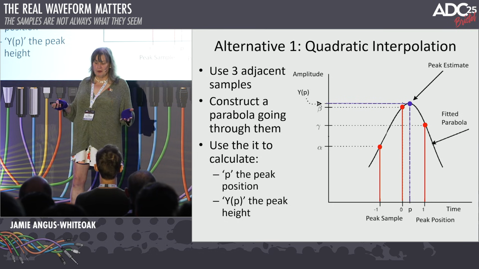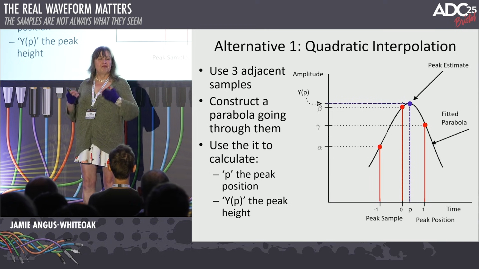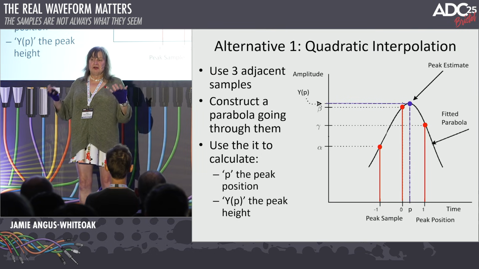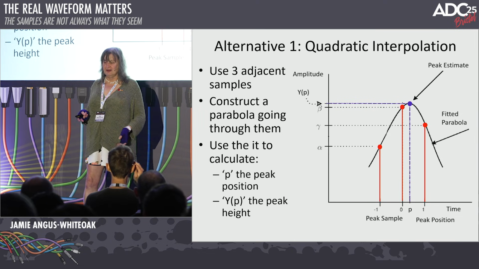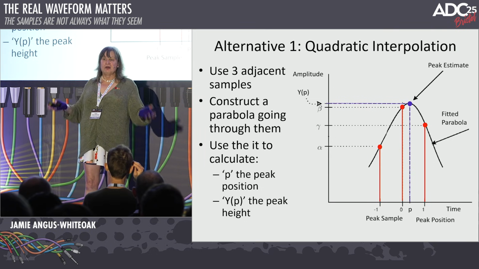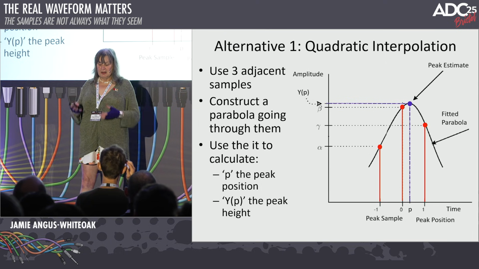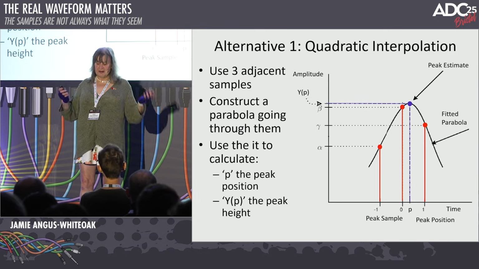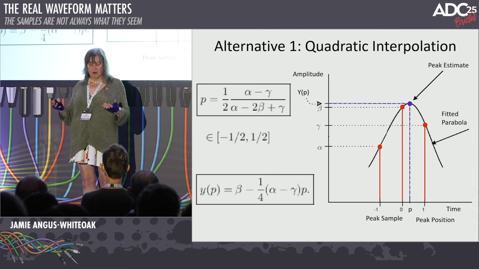So alternative one is to use something very simple, trading off some extra computation for faster estimation of the peak. Quadratic interpolation, which I used back in 1980 for my pitch detectors, uses 3 adjacent samples. We construct a parabola going through them. It's a very standard numerical methods technique. And we use those 3 points to calculate the peak position. Yes, it involves some multiplication and division. If we want the location, it involves a little bit more computation.